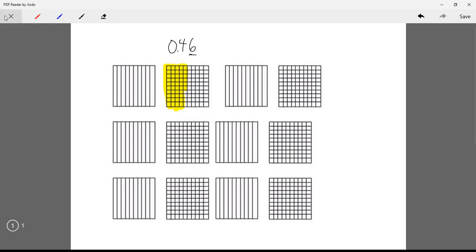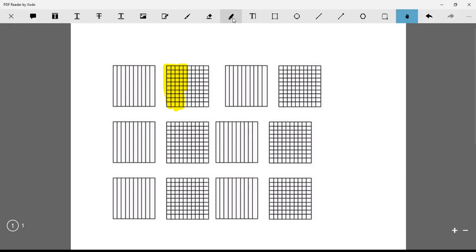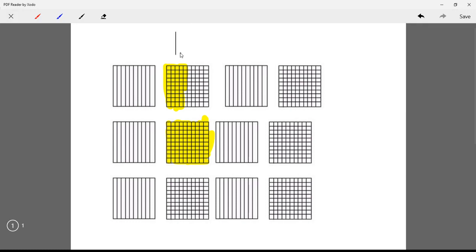And once again, that still applies if you fill out a whole one. Now, if they said, what do these two represent together? It would be 1 and 46 hundredths.